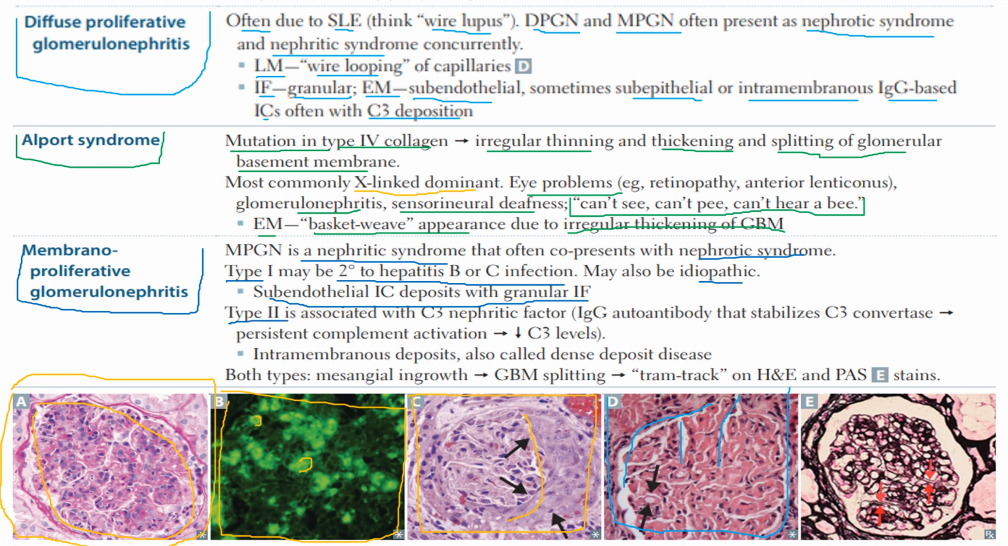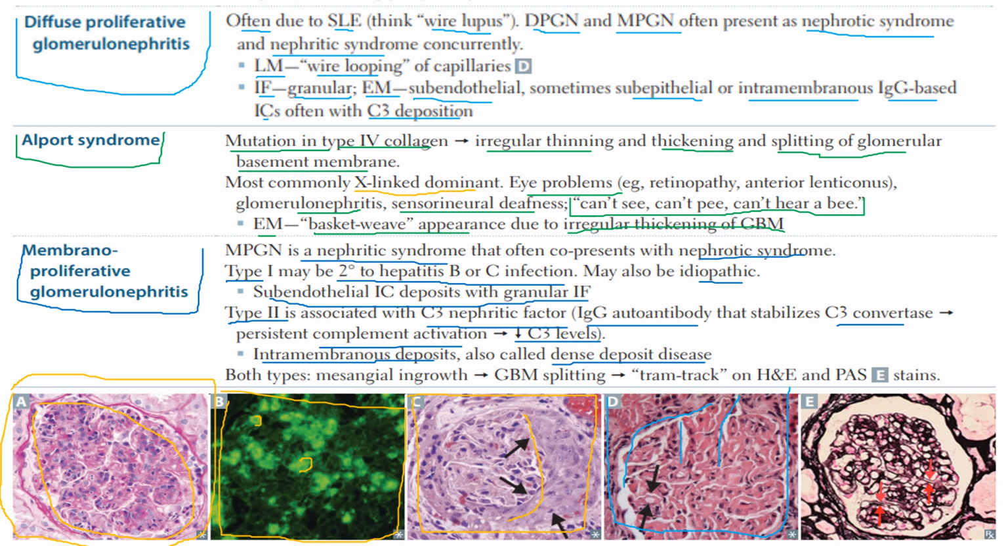Type 2 membranoproliferative glomerulonephritis is associated with C3 nephritic factor, IgG antibodies that stabilize C3 convertase, which leads to persistent complement activation, which leads to decreased C3 levels. It shows intramembranous deposits, also called dense deposit disease.